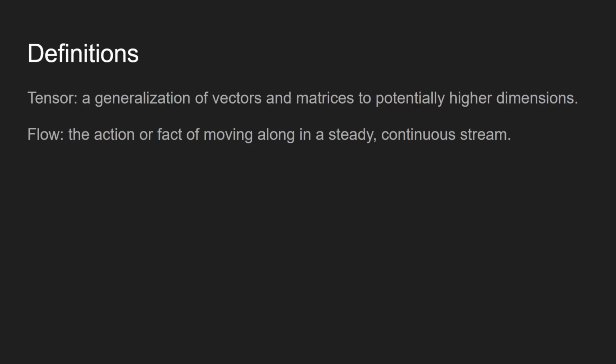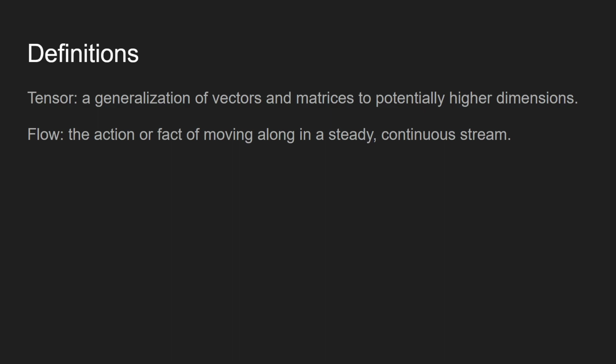One is TensorFlow. Important definitions. A tensor is a generalization of vectors and matrices to higher dimensions. If you have your square and you have your cube, a tensor is your hypercube. And it's pretty great because you can use it for any number of dimensions. It does the job. And then flow is the action or fact of moving along in a steady continuous stream.